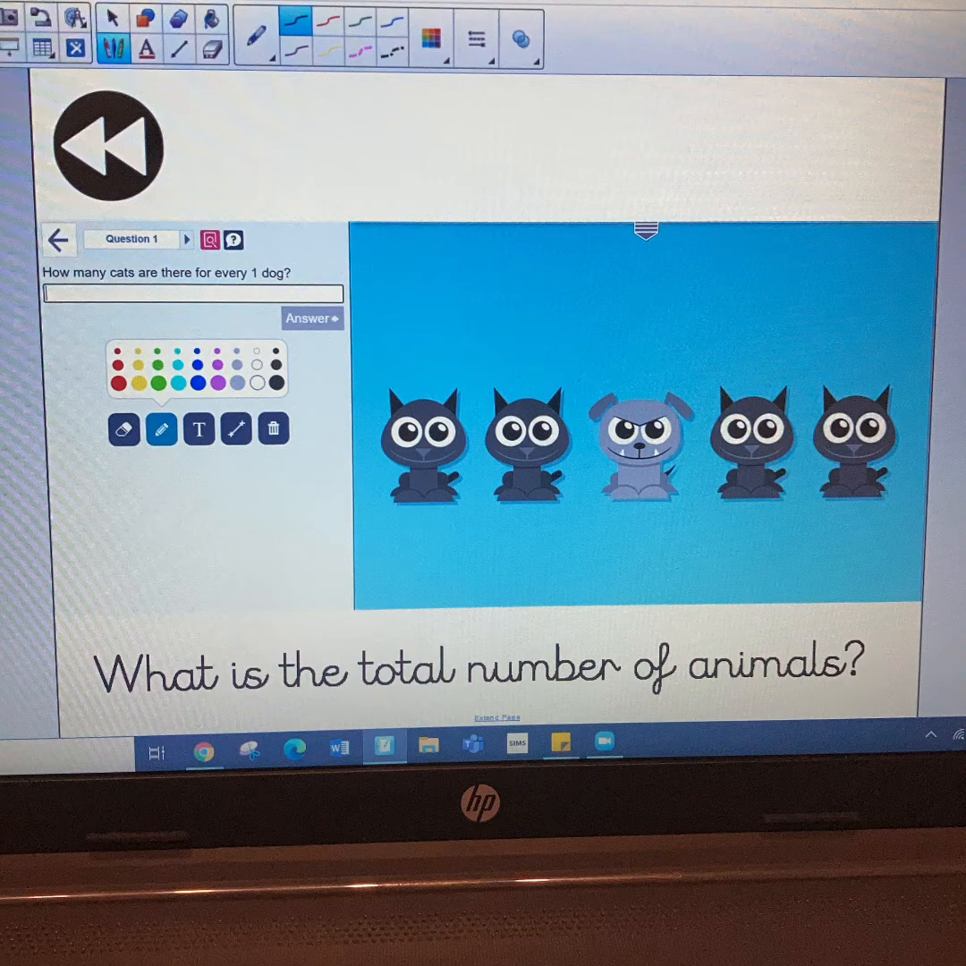Well, hopefully you can see that there's 1 dog in the middle and there are 4 cats. So I can say for every 1 dog, there are 4 cats. And I could write this as 1 colon 4, 1 to 4. What is the total number of animals? So I've got 1 part dog, 4 parts cats. Add them together, all together, I've got 5 parts. 5 parts make my whole. So the total number of animals is 5.